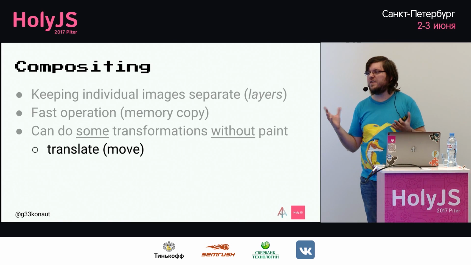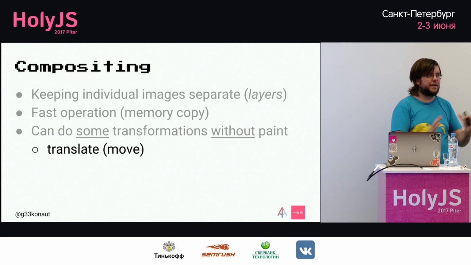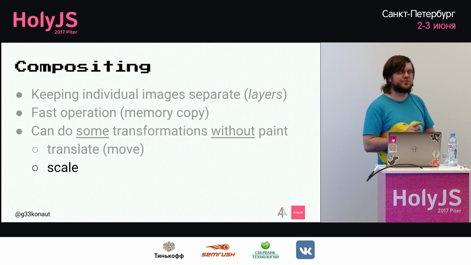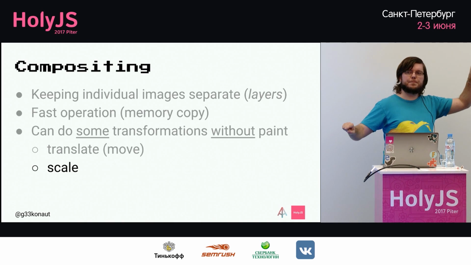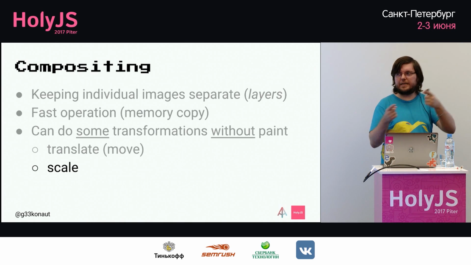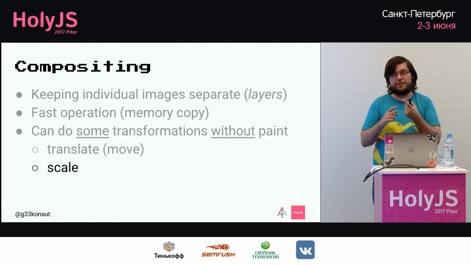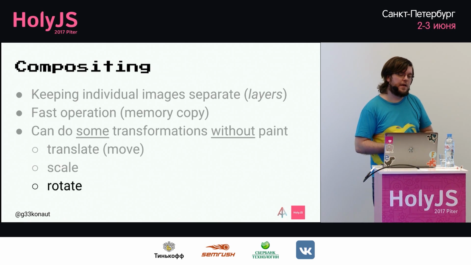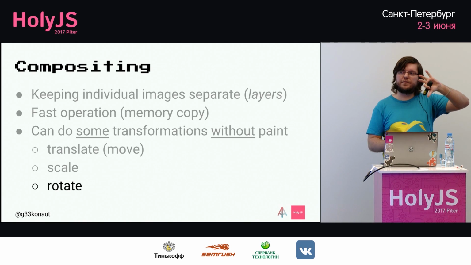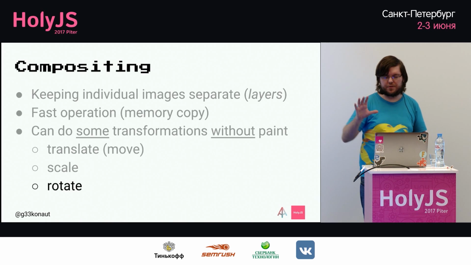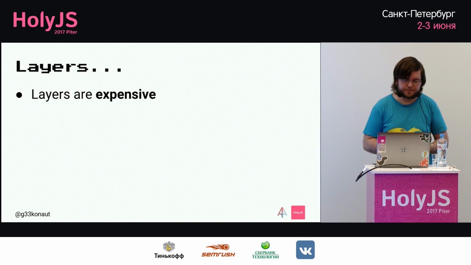So translate or move is rather easy. We are just copying the data at a different position, so that we can do in composite only. Then we have scale. That's a bit surprising, maybe, but basically what you're doing is reading a single pixel multiple times, or not at all. If you're scaling down, you're just not reading all the pixels. If you're scaling up, you're reading the same pixel multiple times to make it appear more often on screen. Same goes for rotate. You're just multiplying the values with a rotation matrix, and you end up with a composite-only change.